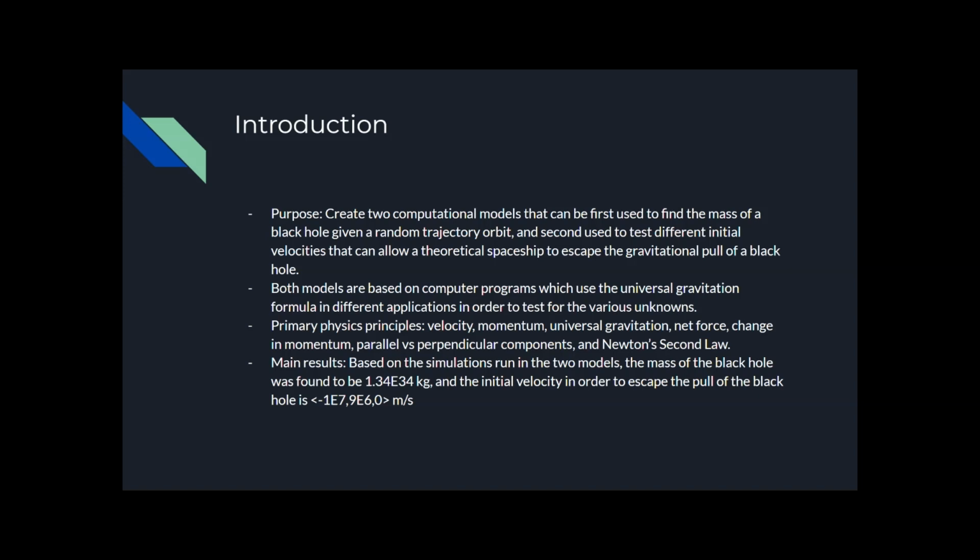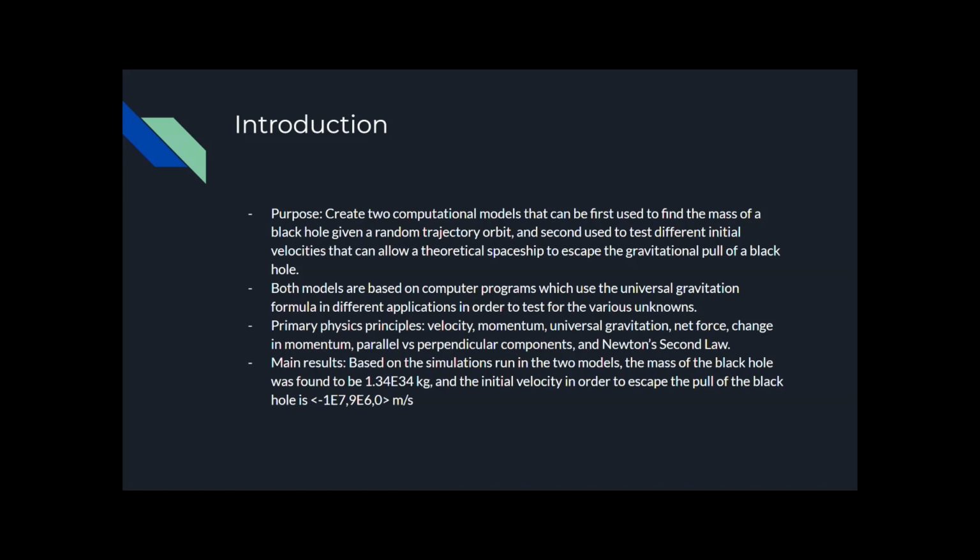Introduction. The purpose of this lab is to create two computational models that can be first used to define the mass of a black hole given a random trajectory orbit, and second used to test different initial velocities that can allow a theoretical spaceship to escape the gravitational pull of a black hole. Both models are based on computer programs which use the universal gravitation formula in different applications in order to test for the various unknowns. The primary physics principles of this lab are velocity, momentum, universal gravitation, net force, change in momentum, parallel versus perpendicular components, and Newton's second law.